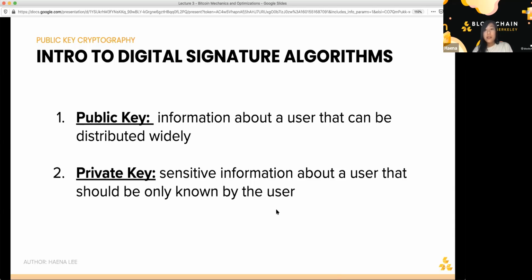So a private key is essentially the sensitive information about a user that you don't want anyone else to know about. This private key should only be known by the original user themselves. And at least in the context of Bitcoin, the private key is used to actually access your funds. So you need your private key in order to be able to send funds to other people. On the other hand, you also have your public key, which is generated from your private key. Your public key is information about yourself that you can distribute widely. And these public keys are generally used to be able to receive transactions from other people.